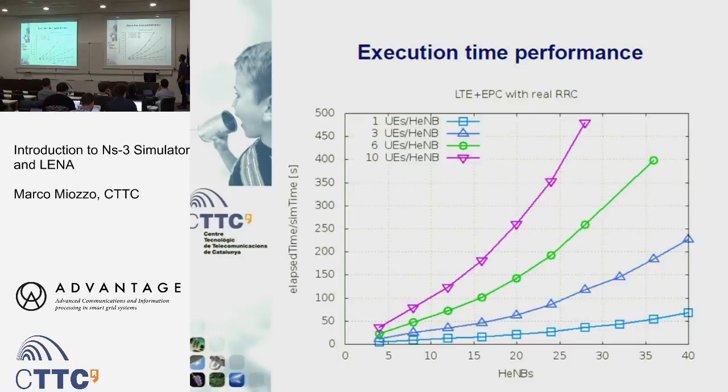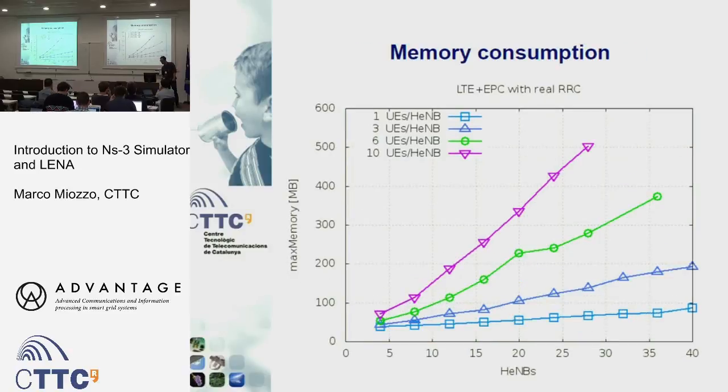So this is an example of the execution time performance. As you can see, execution time increases a lot when the number of eNode Bs and users increases, due to the fact that the physical layer has to keep track of all the interference among the UEs and the eNode Bs. So it is an exponential behavior due to the physical layer. And this is the memory consumption. The memory consumption does not show this exponential problem, because it is mainly due to the fact that you have to maintain more data for keeping all the structures and objects used in the simulation. So you have this almost linear behavior.